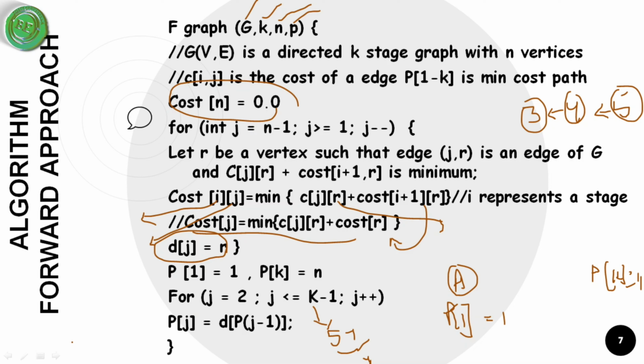So for example, p of 2 is equal to d of p of j minus 1, where j value is 2. So 2 minus 1 is p of 1. P of 1 value is 1. D of 1 is equal to r, meaning the source node is selected. So from the source node, the path will be selected. I hope you understood it.